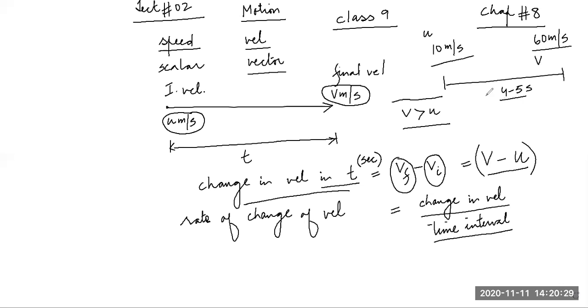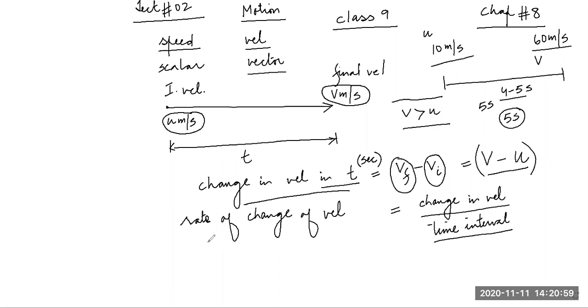So suppose it takes 5 seconds, then we will say the time interval is 5 seconds. We will say in 5 seconds, the initial velocity 10 meter per second changed to final velocity, how much? 60 meter per second. So this change in velocity divided by time interval is known as rate of change of velocity.